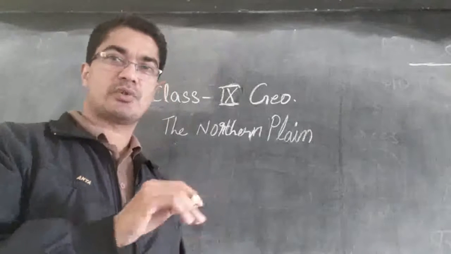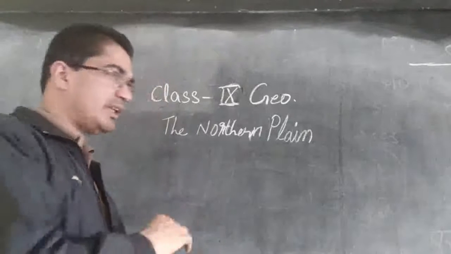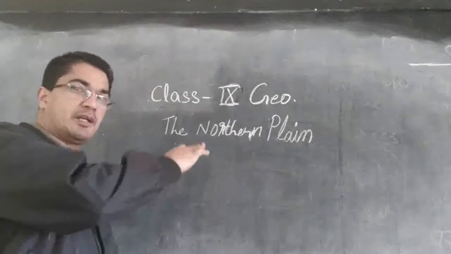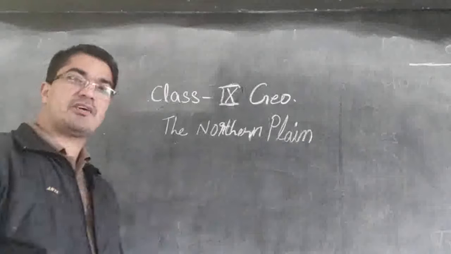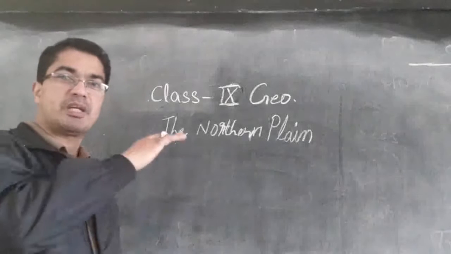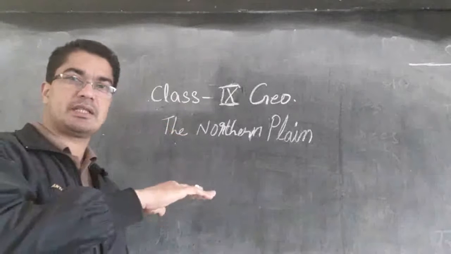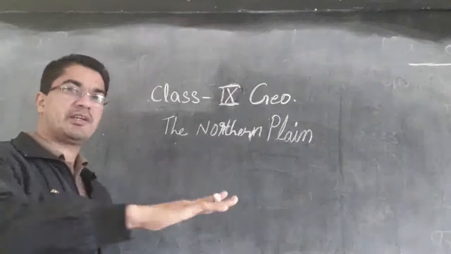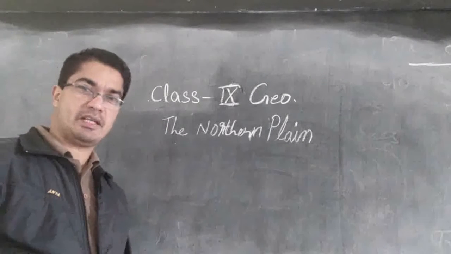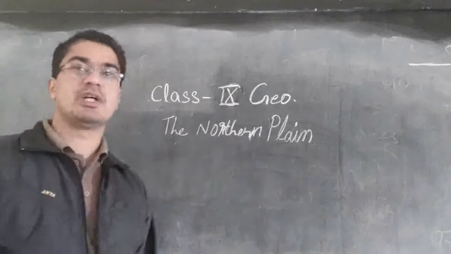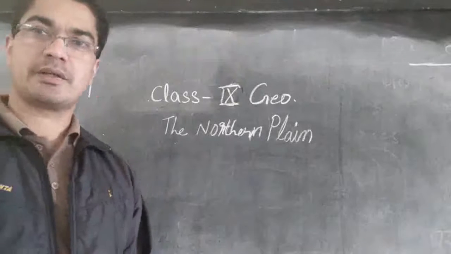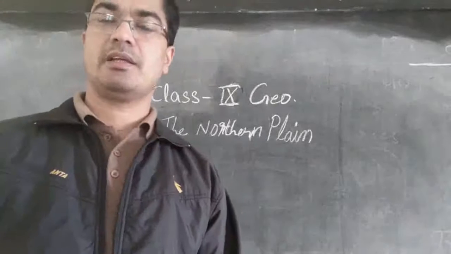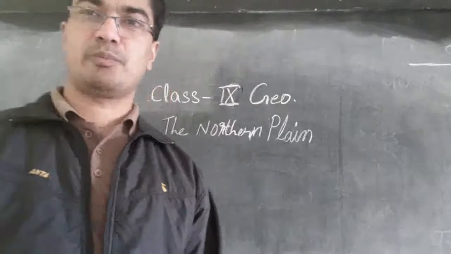Shivaliks, close to that, because these plains are started by the rivers that are flowing down from the Himalayan mountains. They bring down a lot of sand, silt and clay, and they go on depositing, and that area becomes a plain area, level area. That is how this northern plain is created. So let's study in detail about this northern plains.